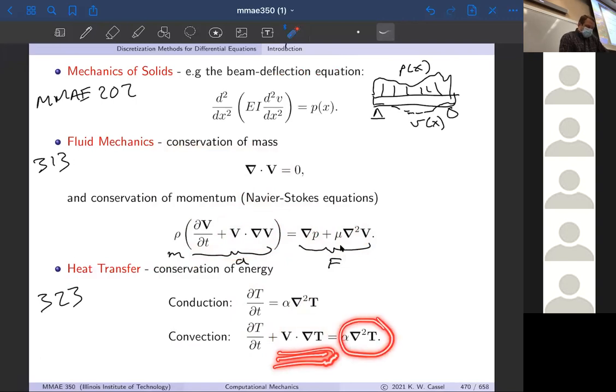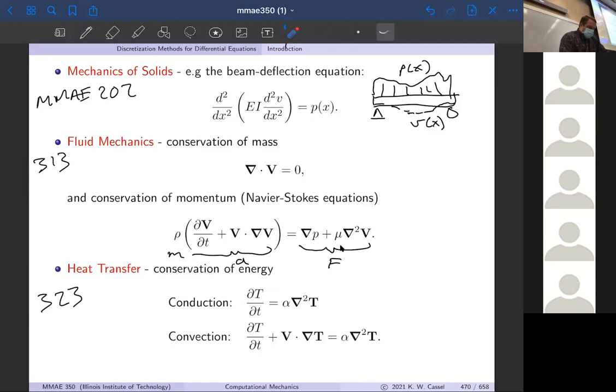This term looks like this term. Here, it's the diffusion of momentum. Here, it's the diffusion of heat. Just the same thing. So as you pull these together from different areas, different topical subjects and so forth, you start to see some connections between them. All right, so that's just a bunch of classes that you've either taken, are taking, or will be taking, and some of the important governing differential equations that you'll see.